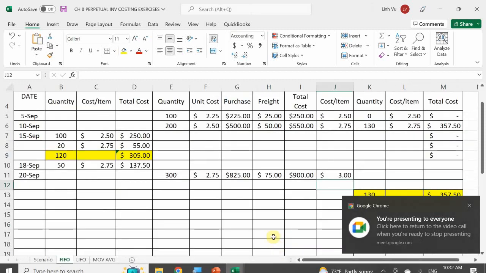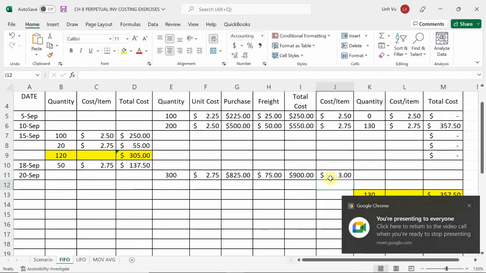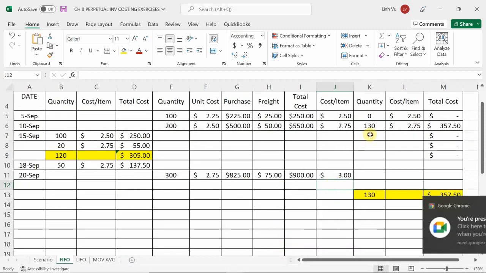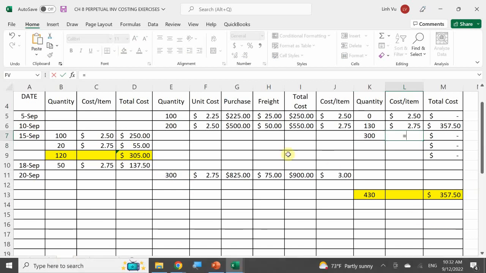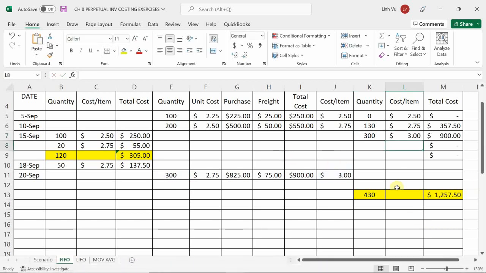So it's $3. Now we have to add that into my inventory. So you've got 300 at $3, which will give you $900. So there you go, $900. Now you have a grand total of 430 units available to sell.